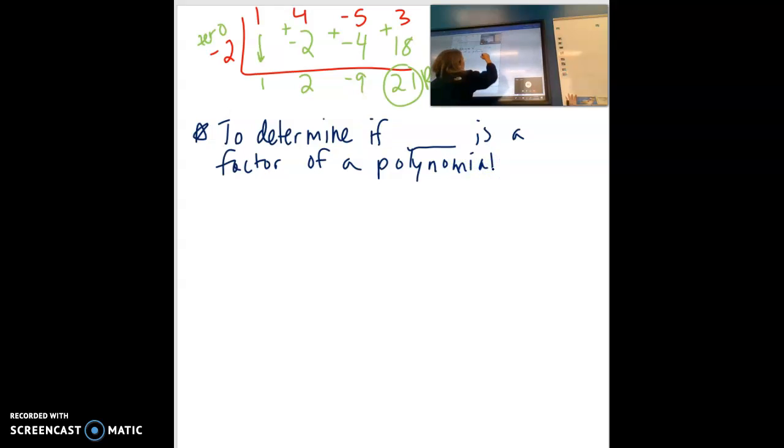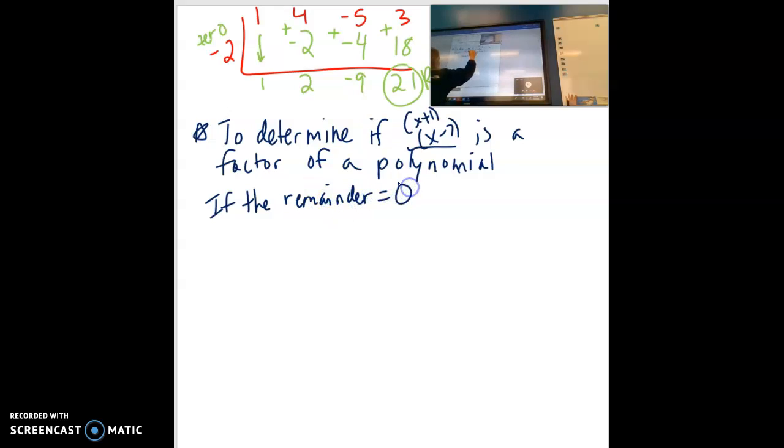So like the blank could be, is x plus 1 a factor? Is x minus 7 a factor, right? So how do we determine if something is a factor or not? If the remainder equals 0, then yes, it is a factor.